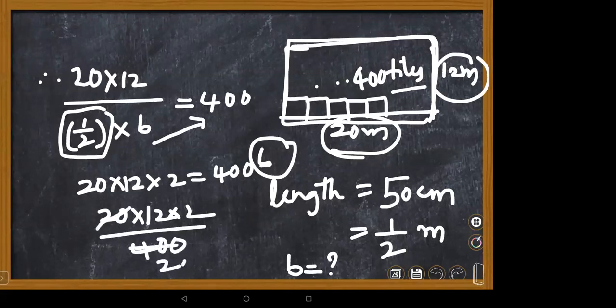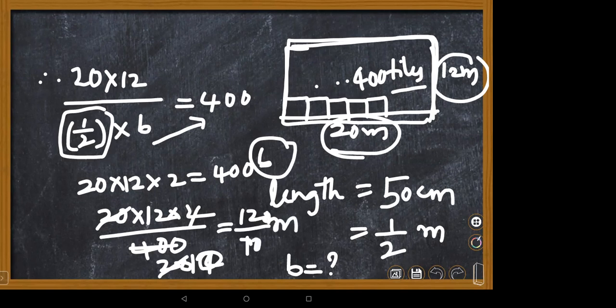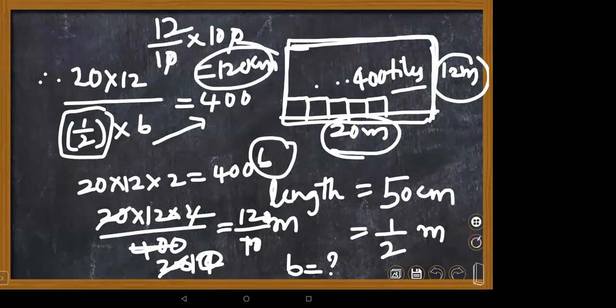2 ones are 2, 4 zeros... you are getting 12 by 10 meters, children. If you convert 12 by 10 meters into centimeters, you just multiply with 100. So 120 centimeters is the width of the tile, or else 1.2 meters. Anything you can write, children. In the answer, 120 centimeters width is given, so you have to choose 120. That's all for the day, children.